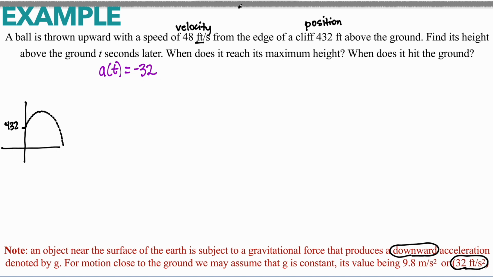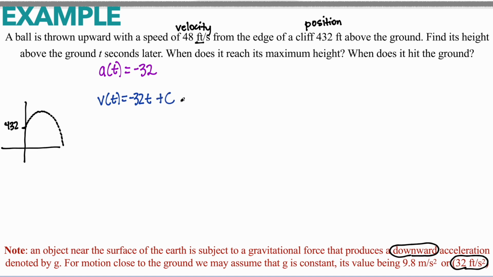Now, if my acceleration is negative 32, I now need to find my velocity. Remember, velocity is basically the antiderivative of acceleration. So what function is going to give me negative 32 when I take the derivative? First, I know it is going to be negative 32t. Why? Because the derivative of negative 32t is negative 32.